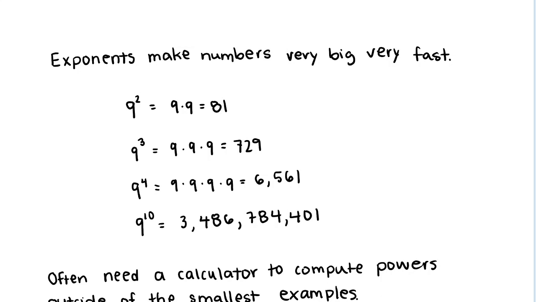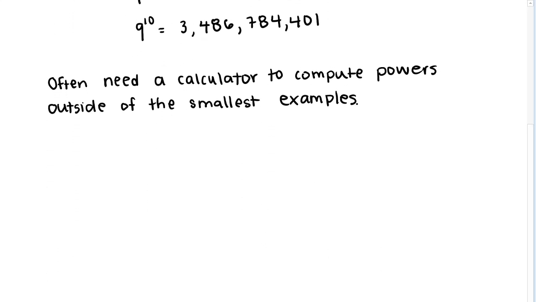And so this just goes to show that even if I use a rather small exponent, we get a really, really large number. Exponents actually make numbers grow really, really fast. And so oftentimes, when we're trying to compute some exponents outside of the smallest examples, we will usually need to use a calculator, or we'll leave it in exponent form. Right? So I might prefer to write 9 to the power 10 over 3,486,784,401.